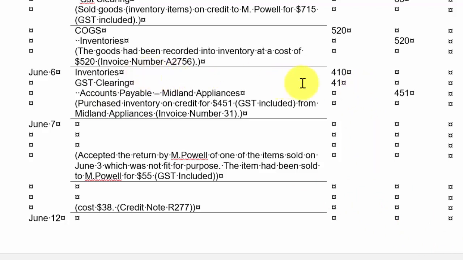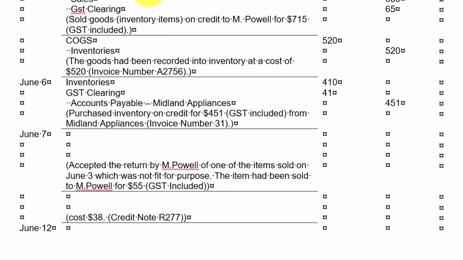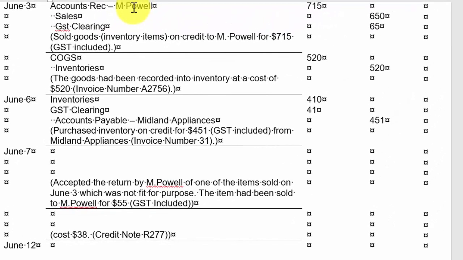Inventory is 410. The GST on that is on the debit side because we're going to have that as a rebate back. And there's 451 for that for accounts payable. Let's look at the next one. We accept the return from M Power. That's relating to this initial sale. So in a simple form, we should reverse that transaction, or reverse part of it.